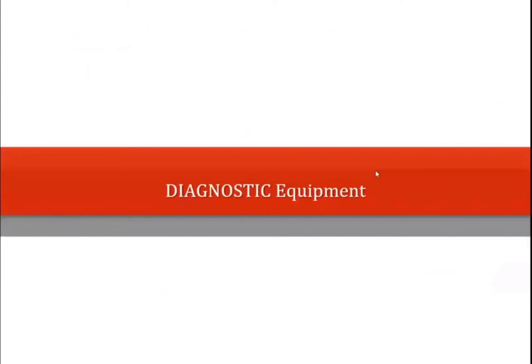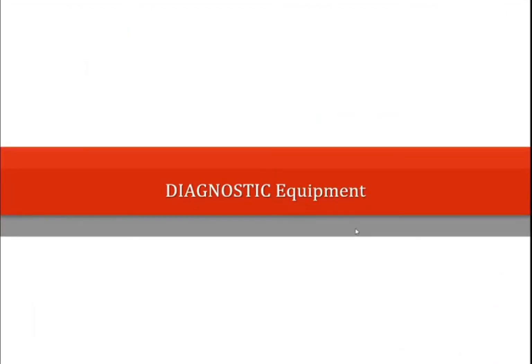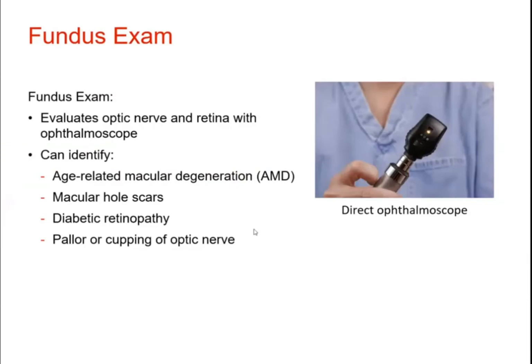I hope that helps. Now I'm going on to other diagnostic equipment. The other diagnostic equipment relates to, for example, the Fundus Exam. The Fundus Exam is to evaluate the posterior segment. It's mainly to look at the macula, the optic nerve, right? So the retina, to see if there are any issues with the back of the eye.